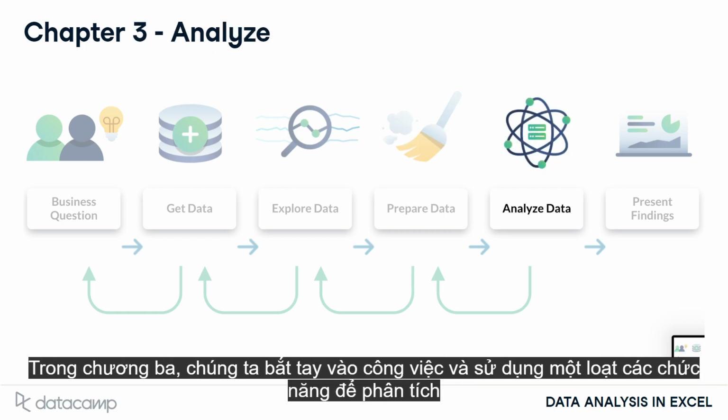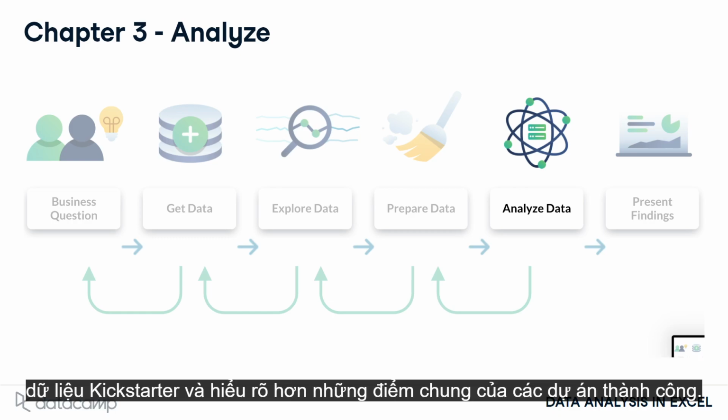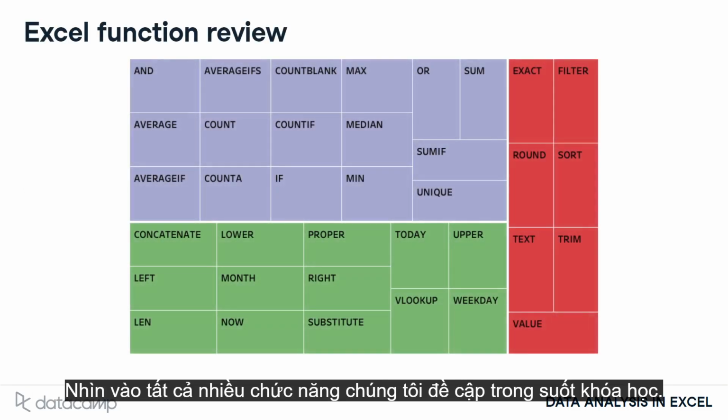In Chapter 3, we got down to business and used an assortment of functions to analyze the Kickstarter data and better understand what features successful projects have in common. Look at all the many functions we covered throughout the course. This represents just a small portion of what Excel has to offer.